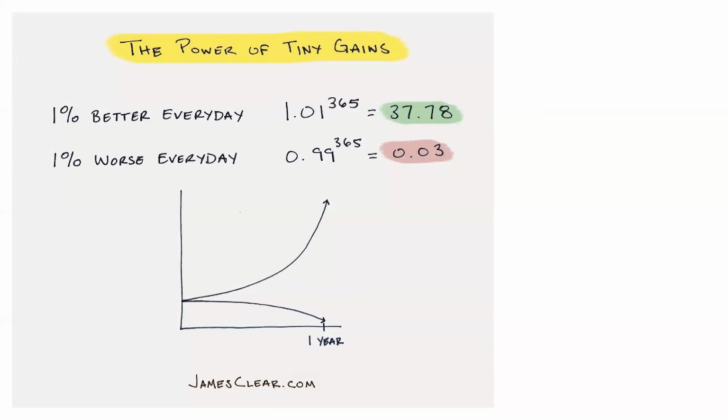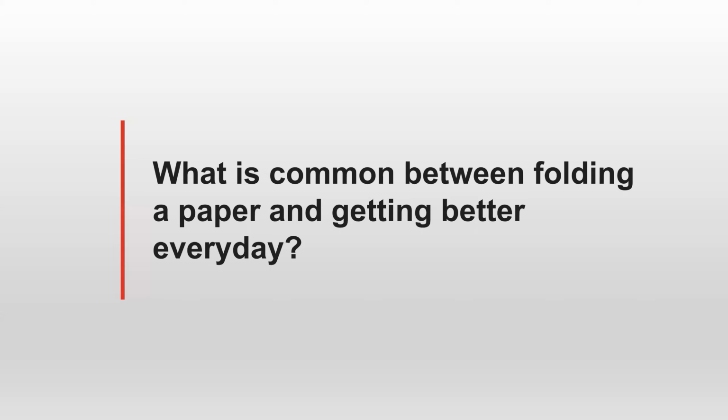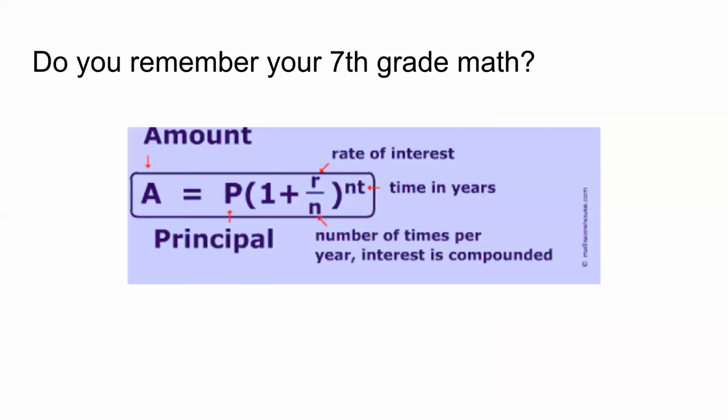What's common between the folding paper example and the getting better every day example? I mean, most of the results show in the long run. What else? What math concept? Oh, they're both exponential. Yeah, both are exponential, right? Do you remember this math that you learned in seventh grade? Possibly. I don't know which year we talked about this, but yeah, it sounds familiar.